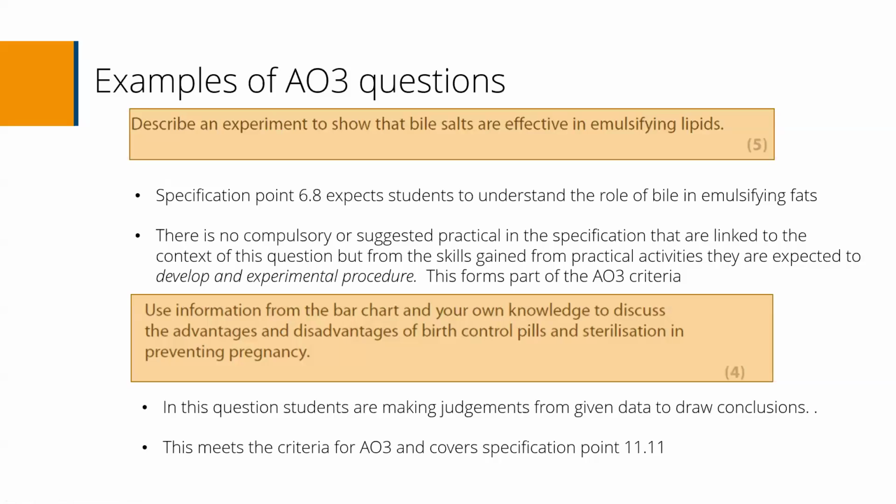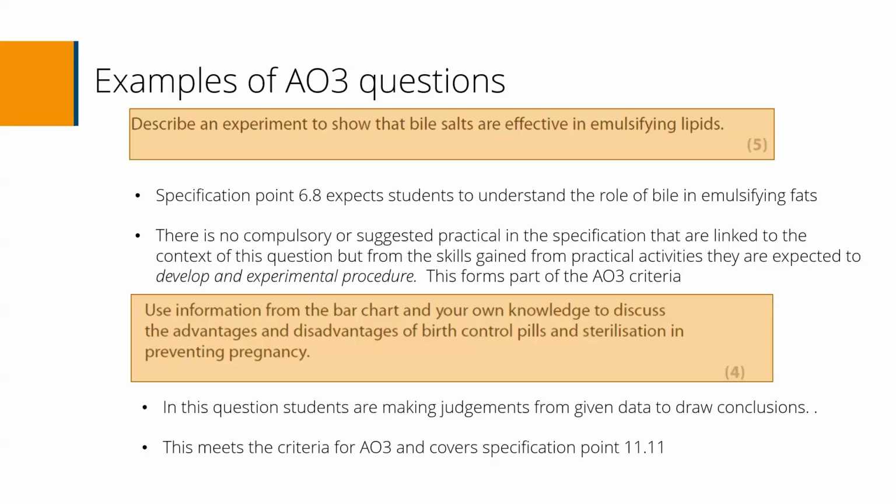So here are some examples of AO3 questions. Describe an experiment to show that bile salts are effective in emulsifying lipids. The specification, part 6.8, expects students to understand the role of bile in emulsifying fats. There's no compulsory or suggested practical in the specification that's linked to the content. But from the skills that the students have gained from their activities, they're expected to develop an experimental procedure. So this is exactly the sort of experiment they might be expected to describe. This is an example of an AO3.